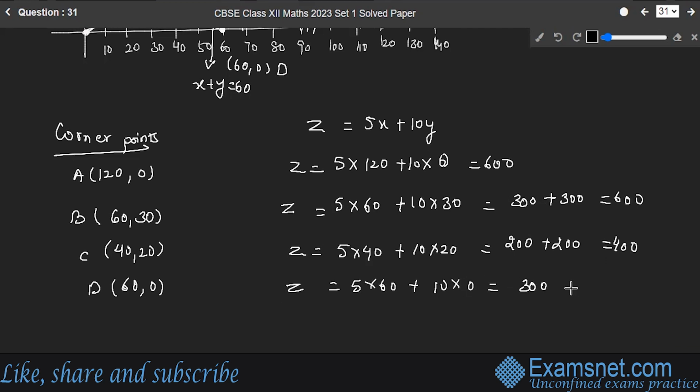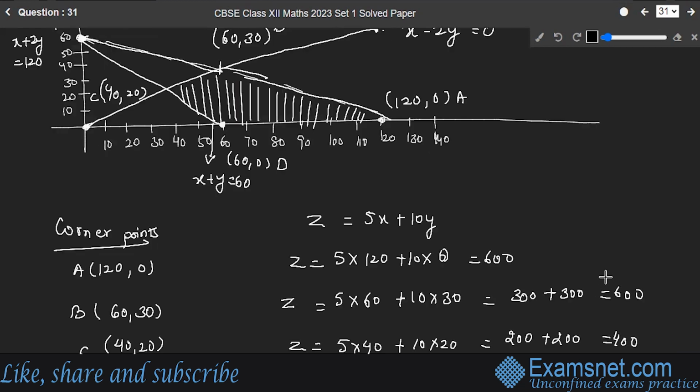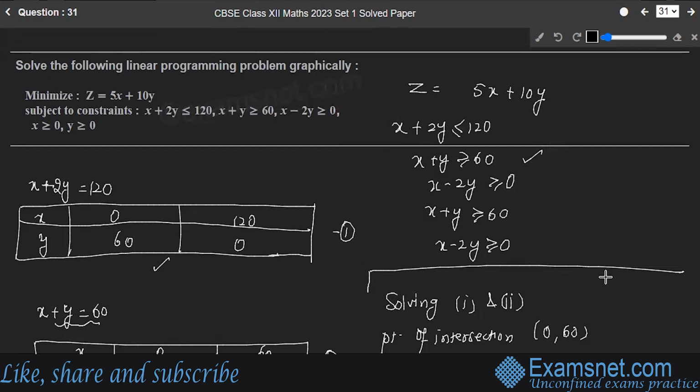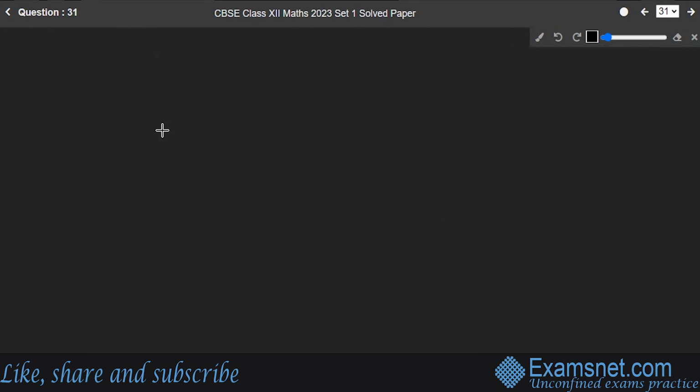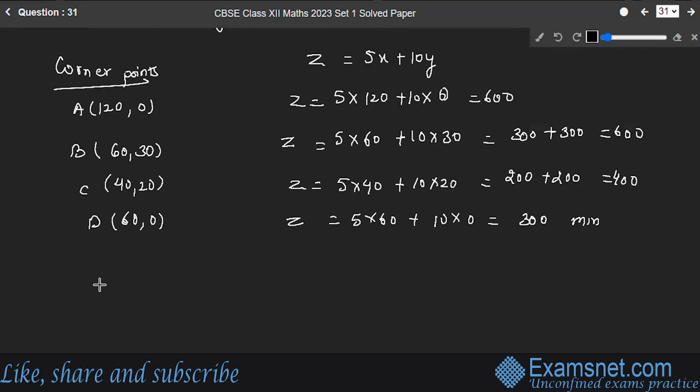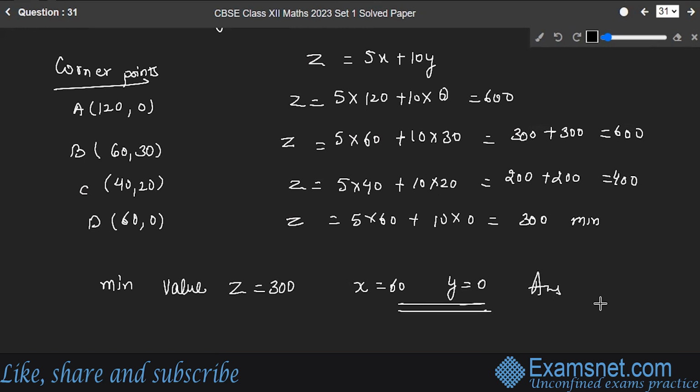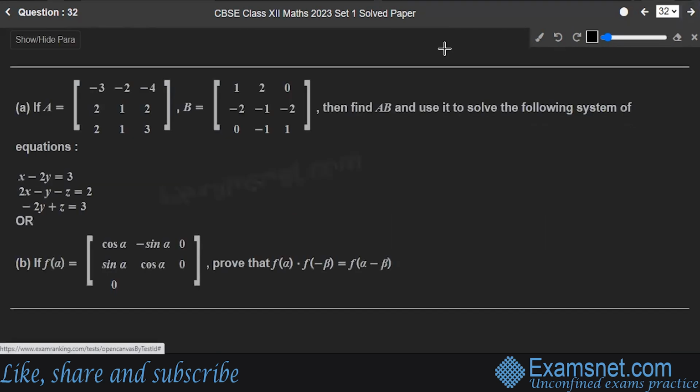So out of this, 300 is the minimum value, right? And what do you have to find out in the question? Let's look. Minimize. So I have to find out the minimum value. So the minimum value of z is 300 when x is 60, y is 0, and this is the answer. Hope you understood this question. Let's move to the next question, number 32.